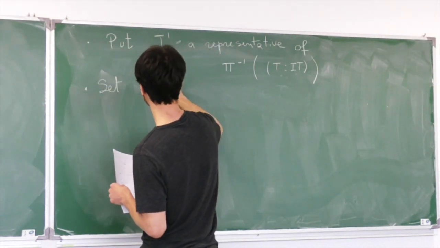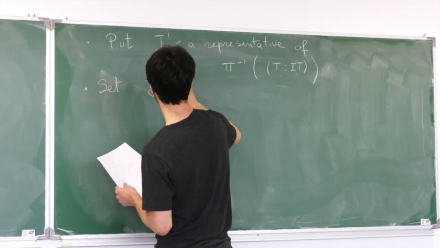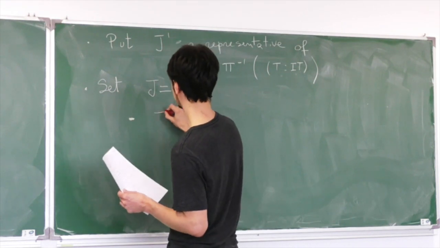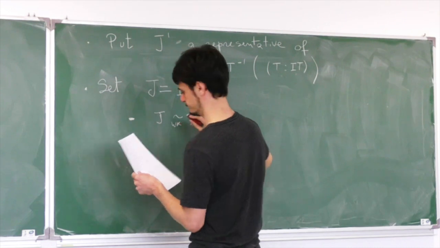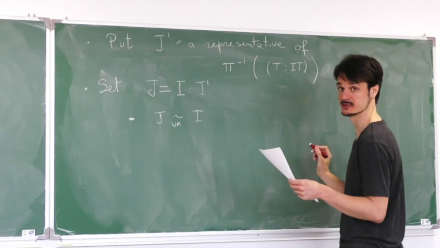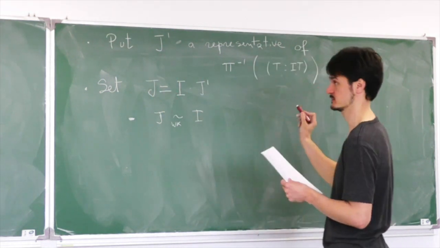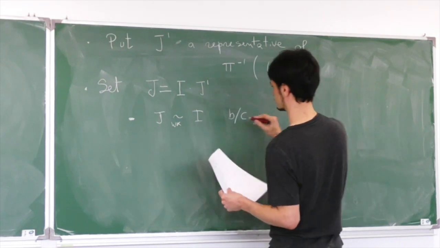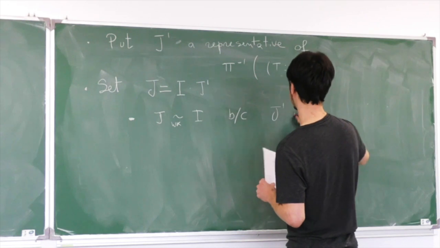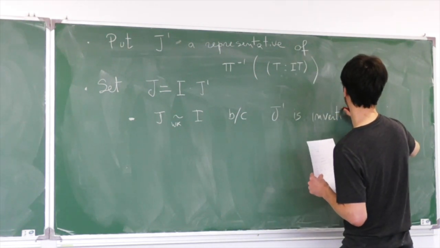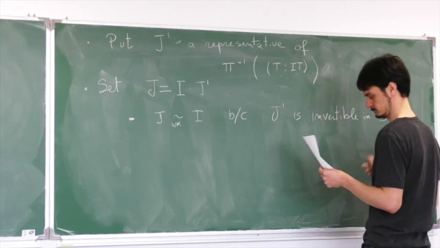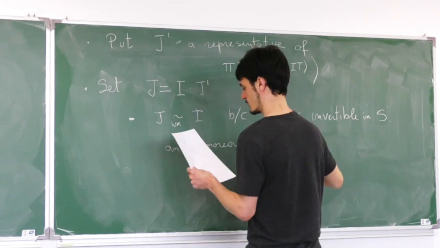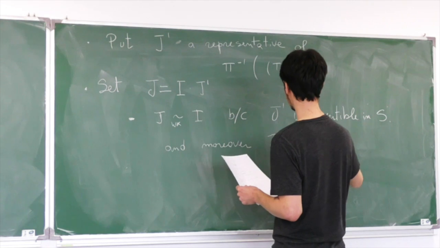Now, define the ideal J as the product of I, the one that we started with, times this J prime. Observe. This J, so defined, is weakly equivalent to I, because J prime is invertible in S. Right? It's the preimage of something invertible via a surjective map from a Picard group to the Picard group. So it is invertible. Let me write it down. So J is weakly equivalent to I because J prime is invertible in S. All right, and moreover, J extended to T equals T.